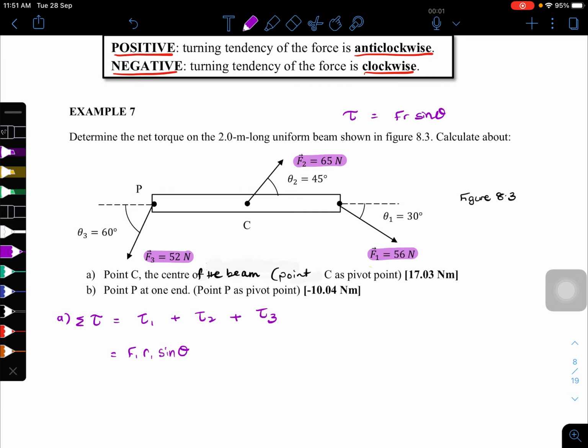Okay, so mana F1 kita? This one, right? 56. Okay, so remember R is a distance between your force and your pivot. So sekarang ni point C jadi pivot kita. We know that this whole thing is 2 meter. So kalau C kat tengah-tengah, jadi ni mesti sama dengan 1 meter. So the R is 1 and then theta is angle between F1 and R1. Jadi this is the angle lah. So dia dah kasih kat sini R kita dengan F kita. So this one, the angle is 30.